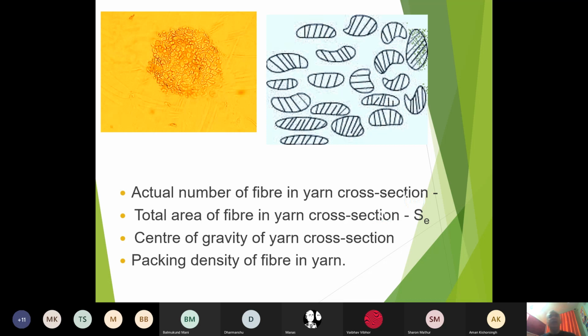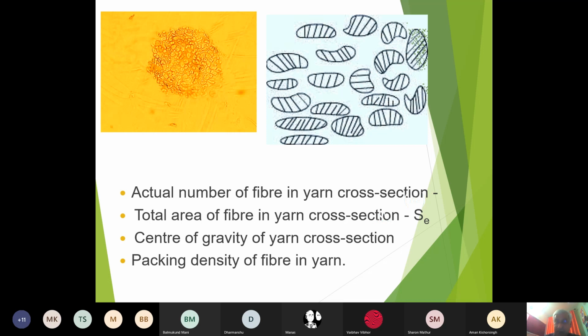Once we get the elliptical cross section, the minor axis of this ellipse will be equal to the diameter of the fiber, but the major axis of the ellipse will depend on the helix angle, that is beta i. In general, the area of an ellipse will always be more than the area of a circle. So what does it mean? The fibers placed at different positions from the yarn axis will now have different areas.